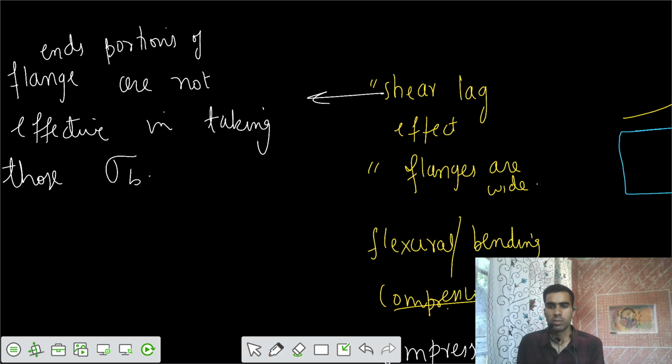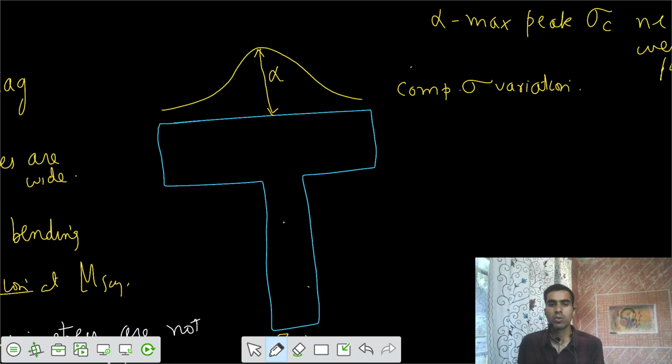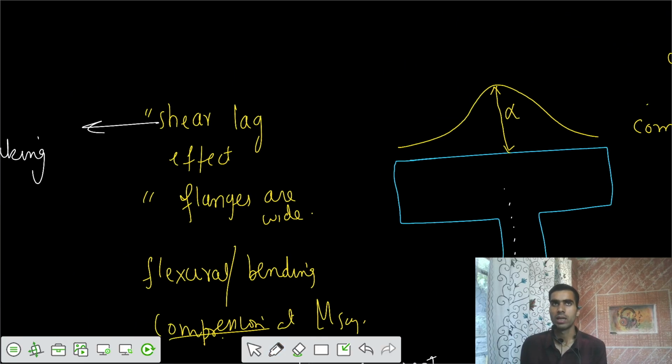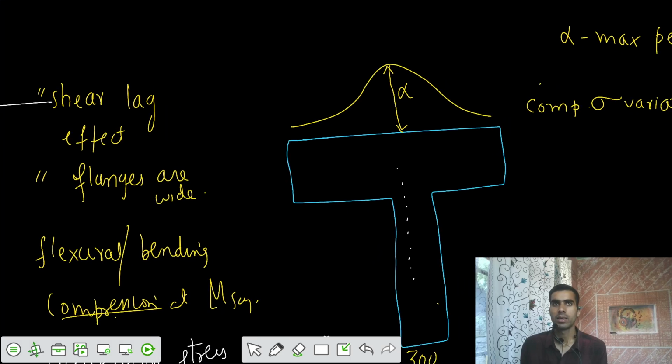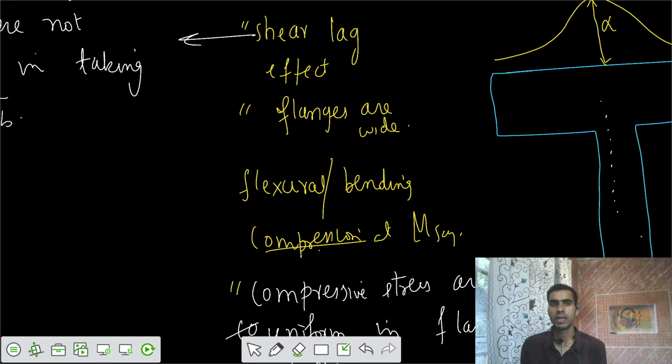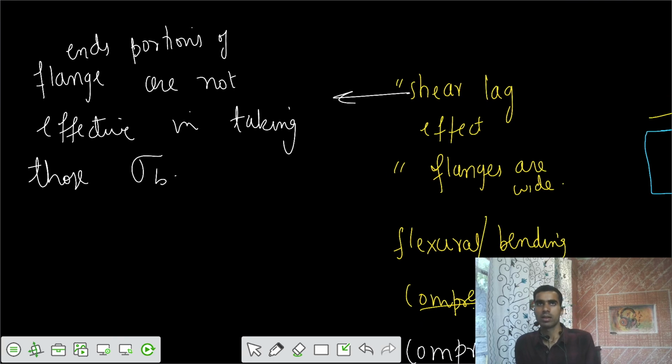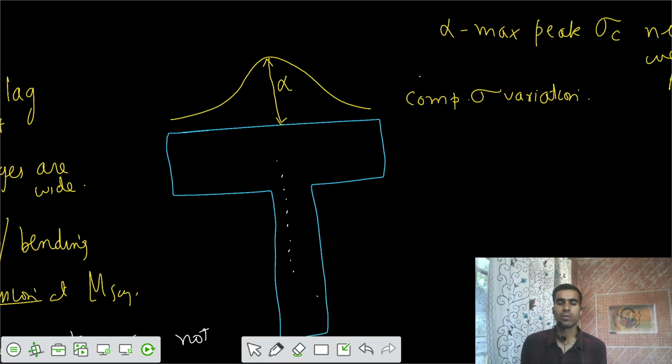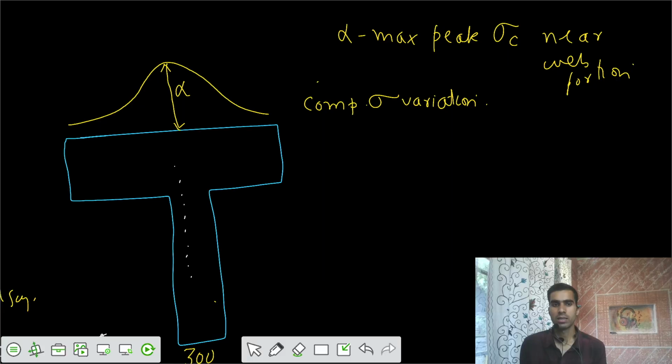The closer you are to the web, the more stress you have in the flange, and it decreases as we go outwards away from the web. So this is your shear lag effect for this flanged beam. You would be studying this shear lag effect in steel structures also, where we would understand what it is. As of now, the end portions of the flange are not fully taking those bending stresses, so we have a variation of the compressive stress in some curved nature.